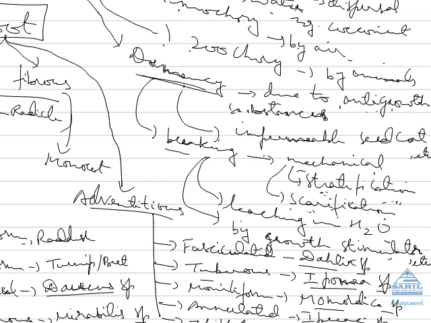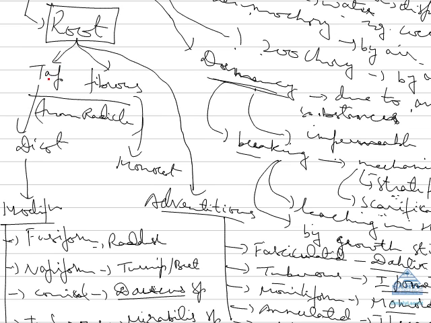Now, coming to the next topic, which is root. Root is the generally underground part. The root is of two types, tap root and fibrous root. Both develop from the radicle, hence they are known as true roots. While adventitious root is developed from any part other than the radicle.